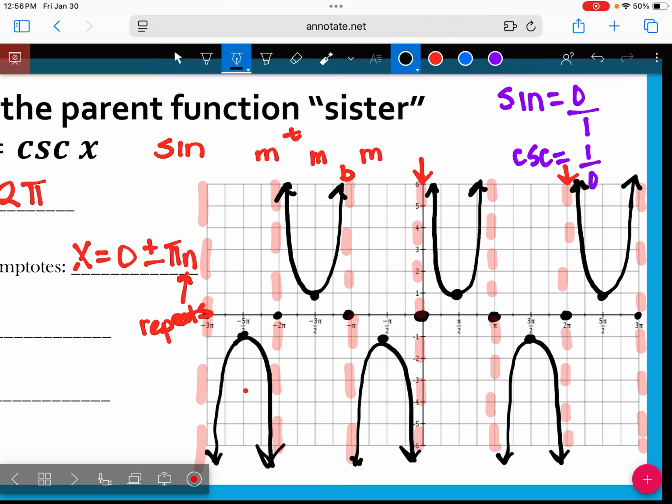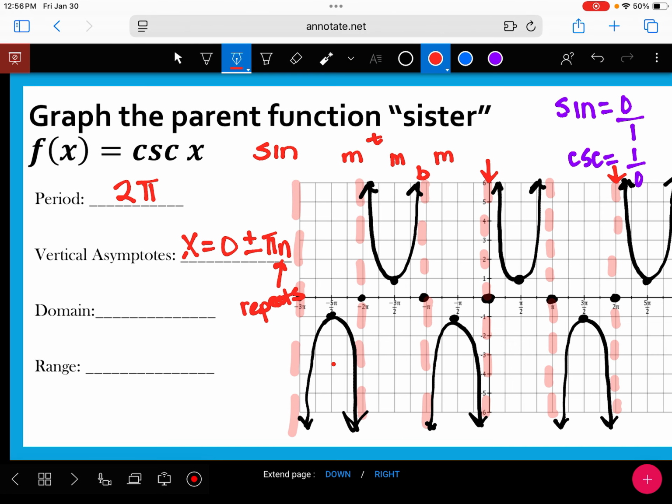Now, because this graph is not connected, we have asymptotes. Our domain is going to be all real numbers, but we have to say x will not equal 0 plus and minus pi n. Because x will never equal those numbers.